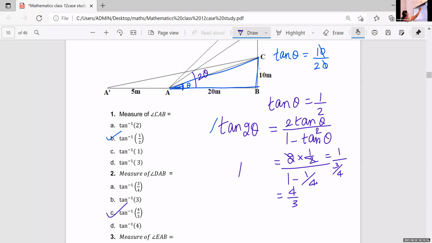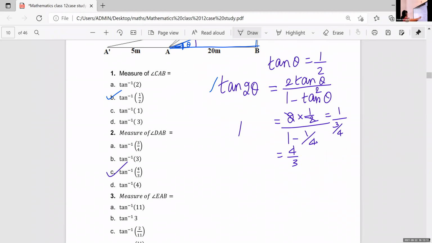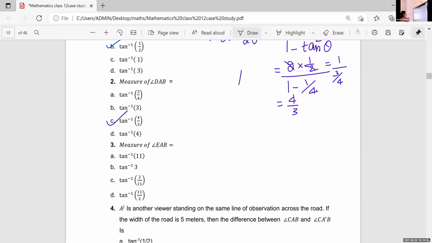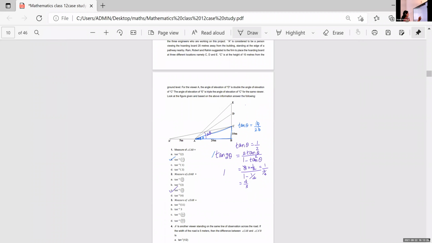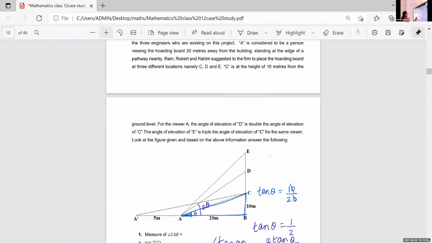Now look at the third one. You are asked to find the measure of angle EAB. So once again, look at the beginning. What is given about the angle E? The angle of elevation of E is triple the angle of elevation of C for the same viewer. So this angle is theta, this one is 2 theta, so this is 3 theta.